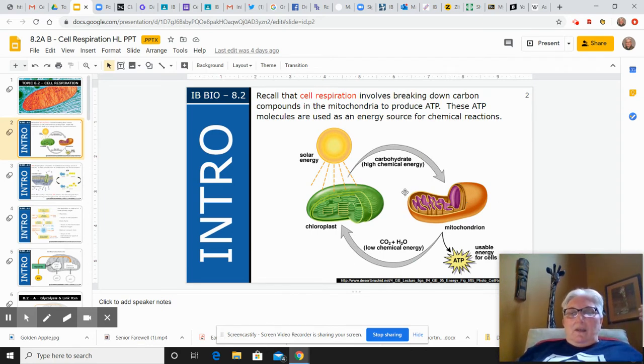We're also going to see a large amount of ATP produced, especially at the end of cell respiration in the electron transport chain. That's where most of the ATP that we need, the energy that we need for our development and metabolism, is found.